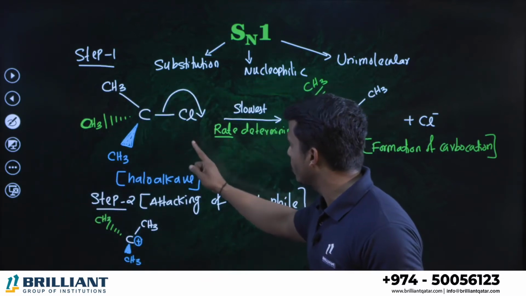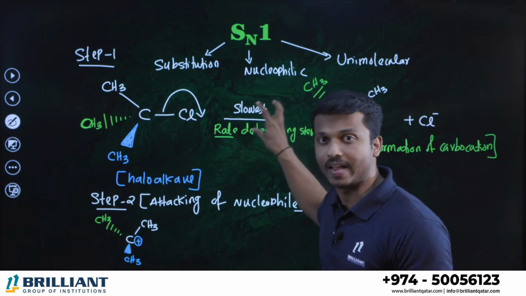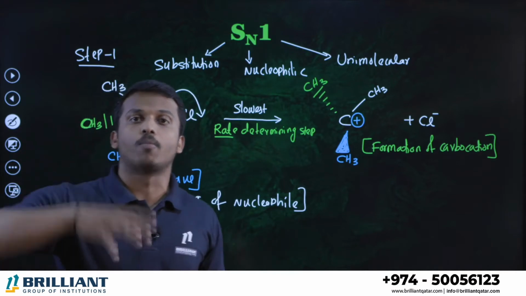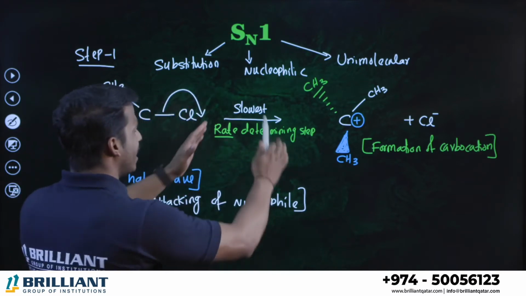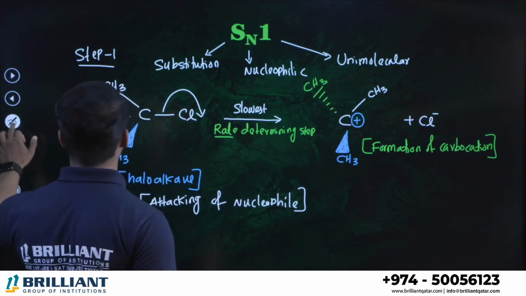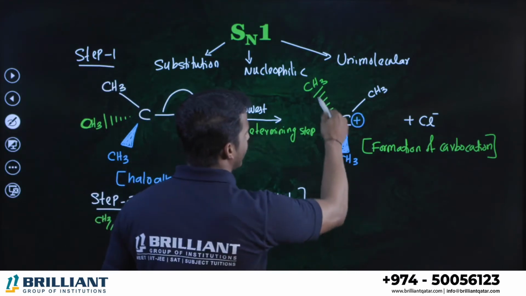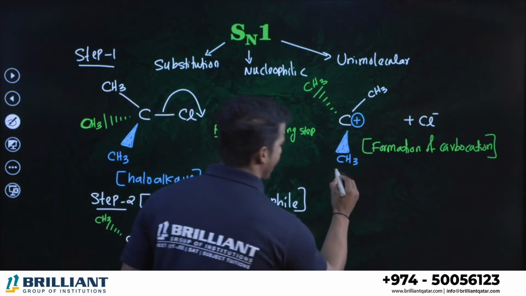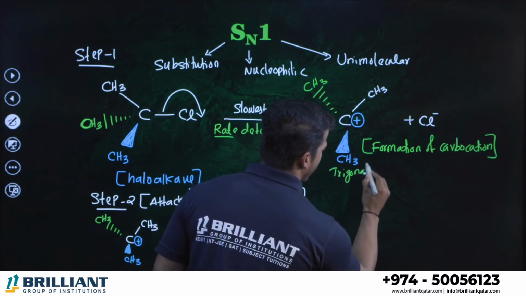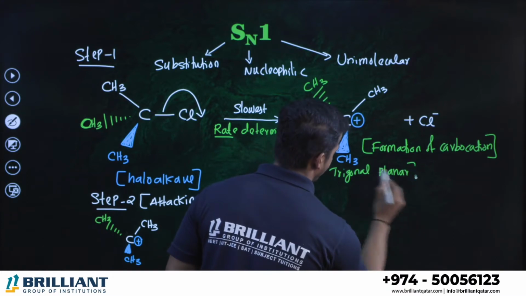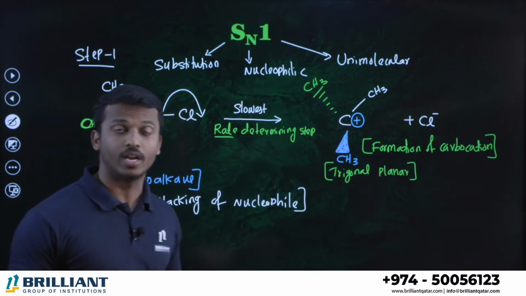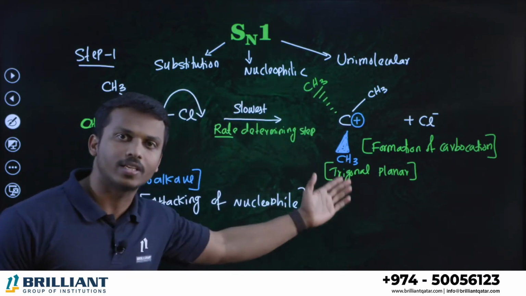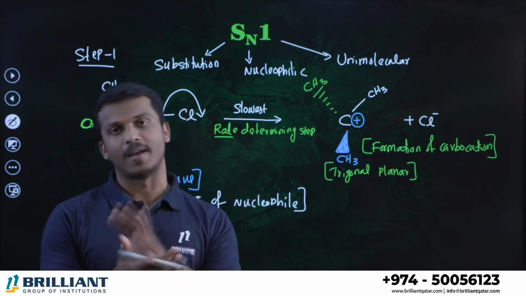One more question they will ask you. In step number 1, the first step is the slowest step, the rate determining step. What compound are you getting? Carbocation. What is the shape of that carbocation? This is the intermediate forming here. When you connect the CH3, CH3, CH3 together, it is a trigonal planar geometry. So they can ask in the SN1 mechanism: what is the shape of the intermediate formed? The intermediate is a carbocation, and its shape is trigonal planar.